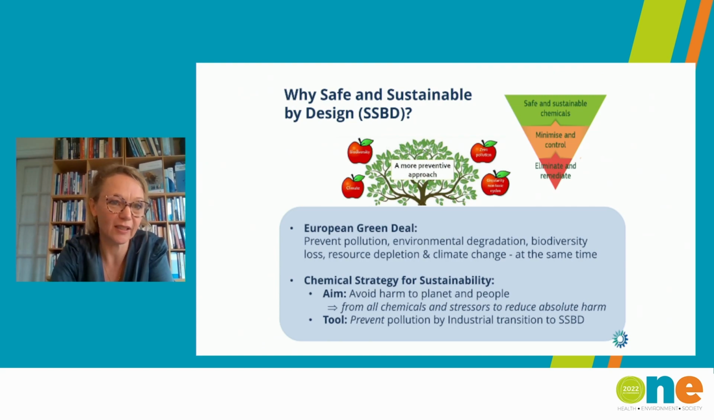And this is illustrated in the CSS by this triangle here showing that the key focus should be on prevention. And prevention is, in this context, also thought to be promoting the use of safe and sustainable chemicals, materials, and products. So we can get away from the situation where we create harm and then we have to eliminate and remediate it after it has happened, which sometimes is impossible because some of the harms are irreversible.